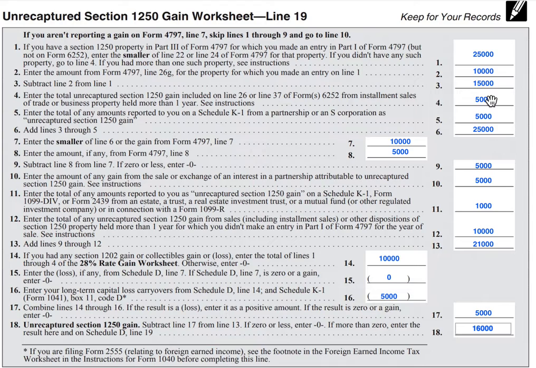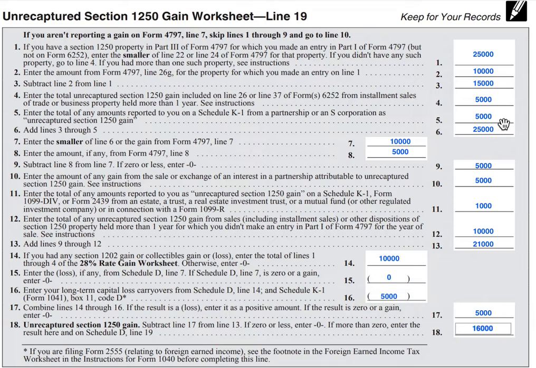So in line 5, you're going to enter the total of any amounts that were reported to you on a Schedule K1 from either a partnership or an S corporation as unrecaptured Section 1250 gain. So in this case, we put in $5,000, and now we're going to combine all 3 of these items, lines 3 through 5, and we get $25,000.